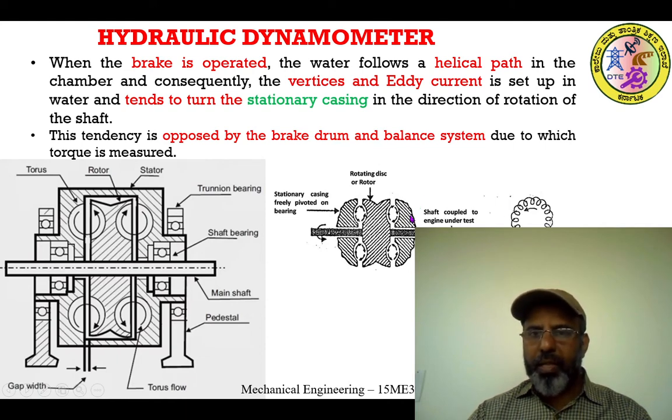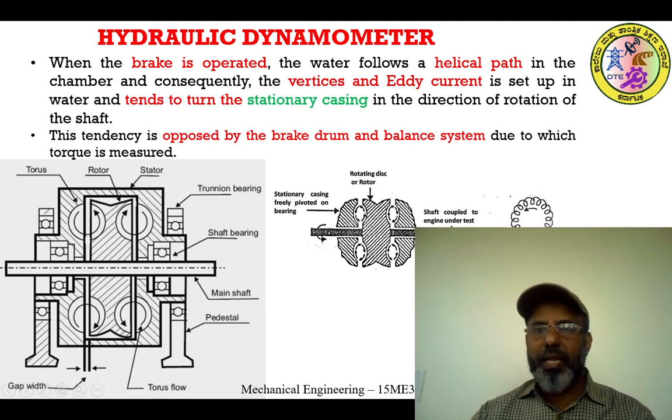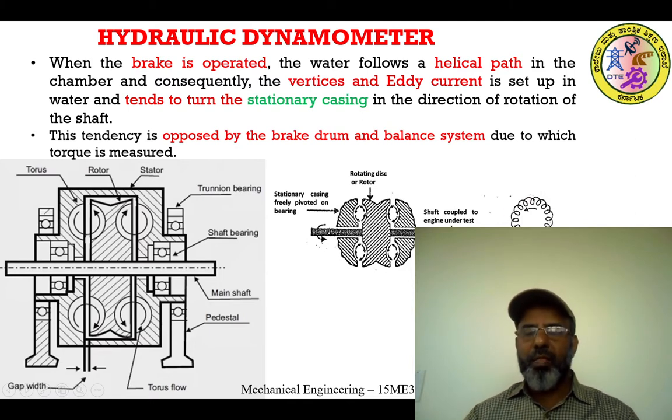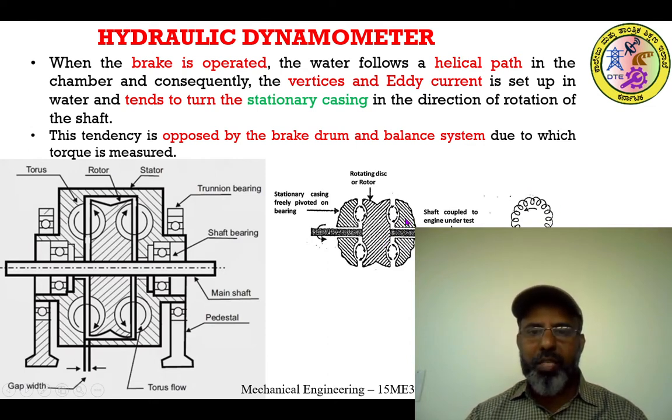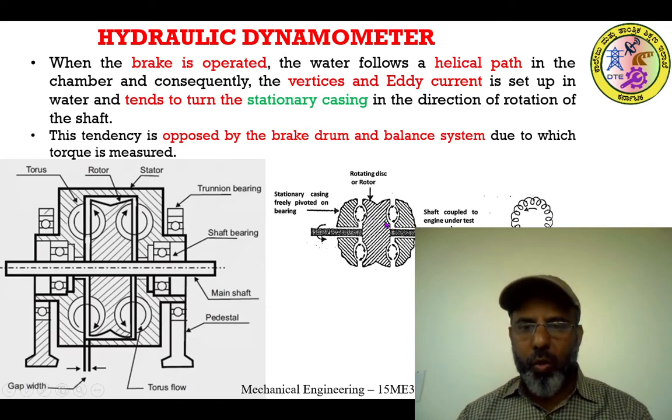When we apply the brake, the water in this chamber will follow a helical path, and consequently vortices and eddy currents are set up in the water. It means the turbulence effect will be there in the chamber. Vortices and eddy currents are set up in the water, and this tends to rotate the stator in the direction of the rotation of the rotor.